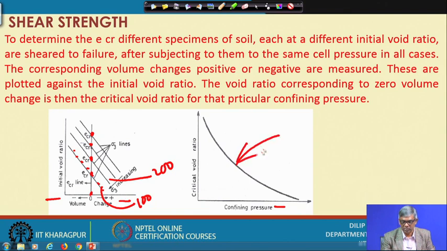So, critical void ratio is a very important term for sand, where we will not get any volume change. If the void ratio is lower than the critical void ratio, then dilation will be there, that means volume increase, and if the void ratio is greater than the critical void ratio, then on shearing a volume decrease will be there. So, that is the important observation to be noted.